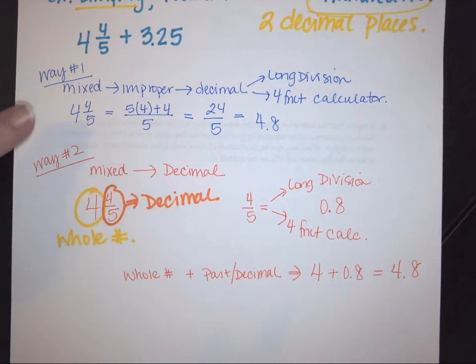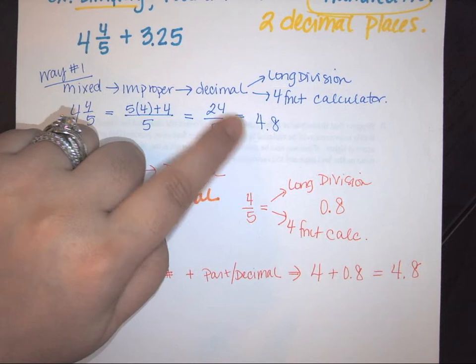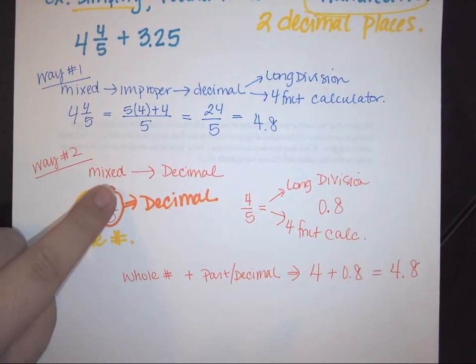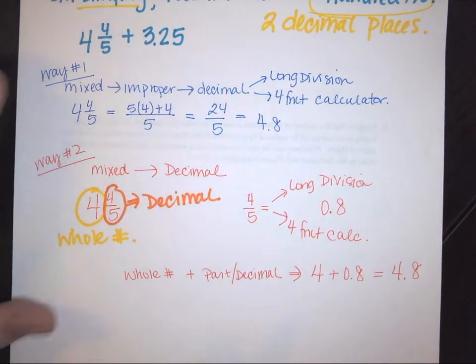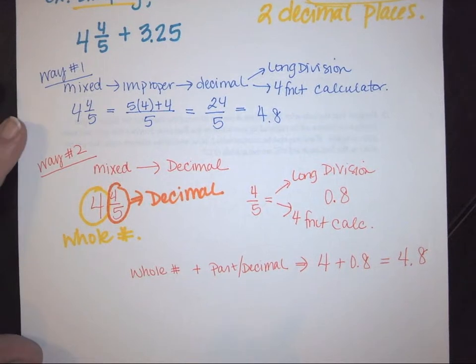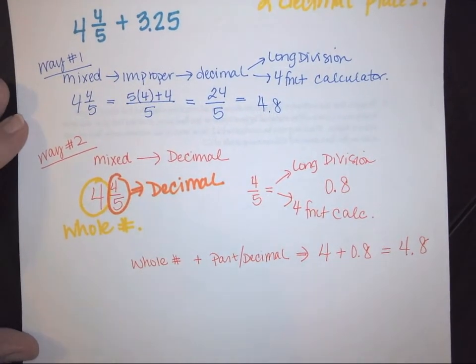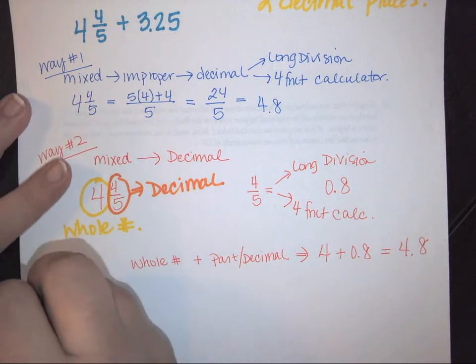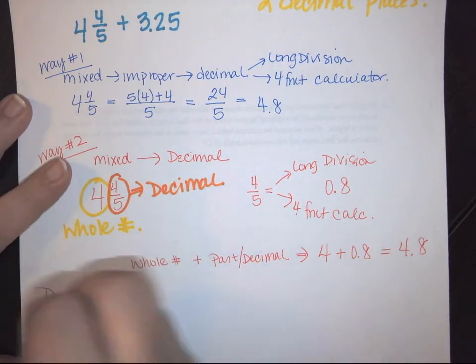Now notice, way number 1, we got 4.8. So going from my mixed number to the improper to the decimal gives you 4.8. The second way, going from the mixed number directly to the decimal, still gives you 4.8. Either method works. You just simply have to choose what makes the most sense to you as you're working your math. Okay. So now that we have it down, we have to actually do the math.